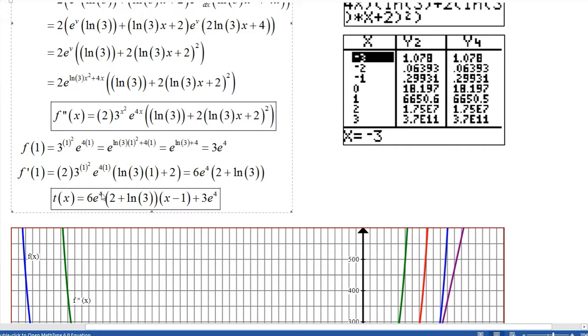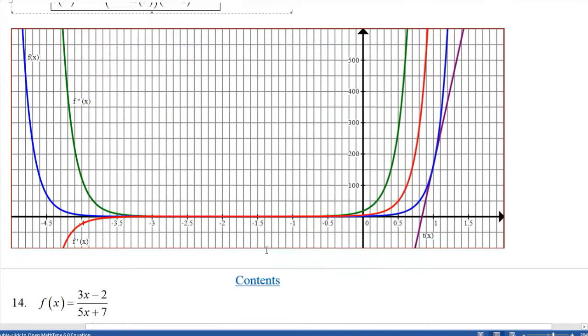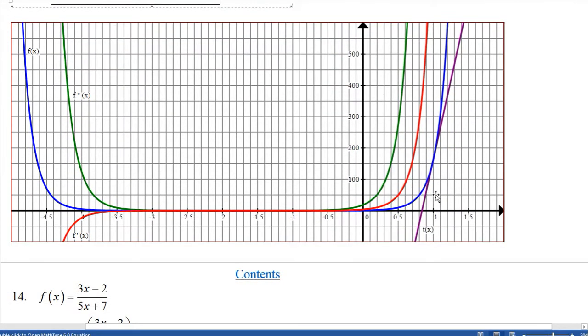Granted, it's an irrational number, but there's a number for the coefficient that's our slope, which is our value of our derivative. Then we have x minus the x-coordinate of the tangent point, which is x is 1, plus the y-coordinate of the tangent point, which is this right here. So (1, 3e^4) should be the point right here where both the original graph, which is in blue, and the tangent line, which I believe is in purple, cross each other.